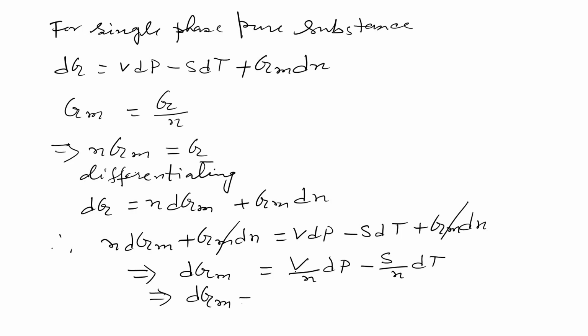dGm is equal to V by N, which means molar volume. Then VmdP minus, this is molar entropy, so Sm dT I can write. So remember this equation: dGm is equal to VmdP minus Sm dT. Once again I'll write here, dGm is equal to VmdP minus Sm dT, right?